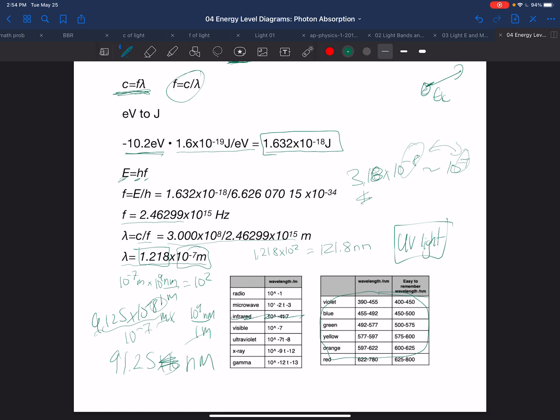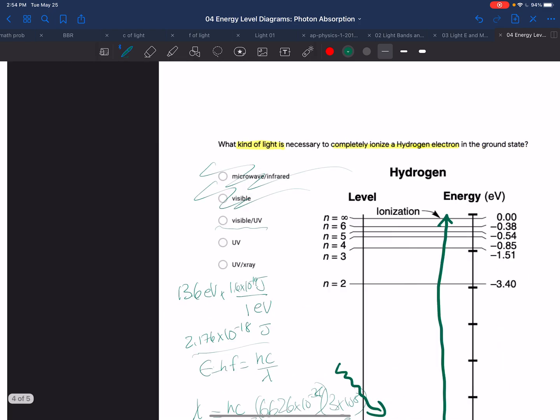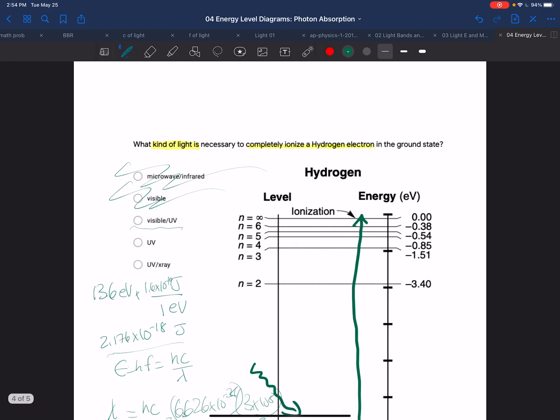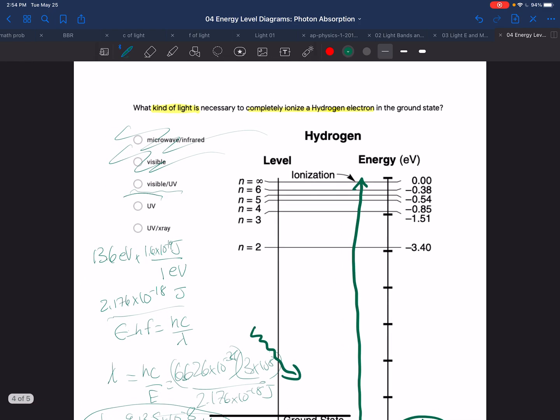An X-ray is 10 to the minus 9th, so that's out. 10 to the minus 7th to 10 to the minus 8th seems a lot closer. It's not all the way down in the 9s. It's not quite that small yet. So probably the best answer is ultraviolet. And that is choice D.